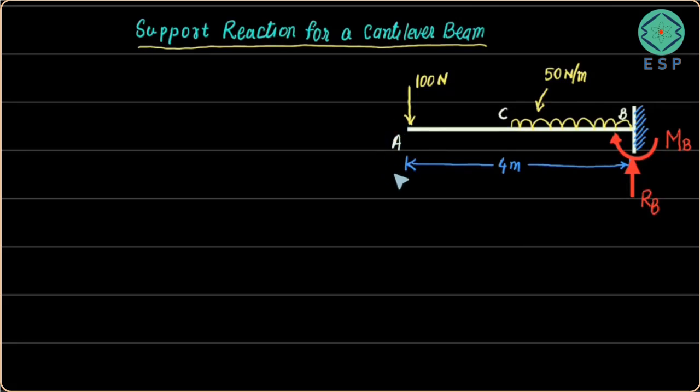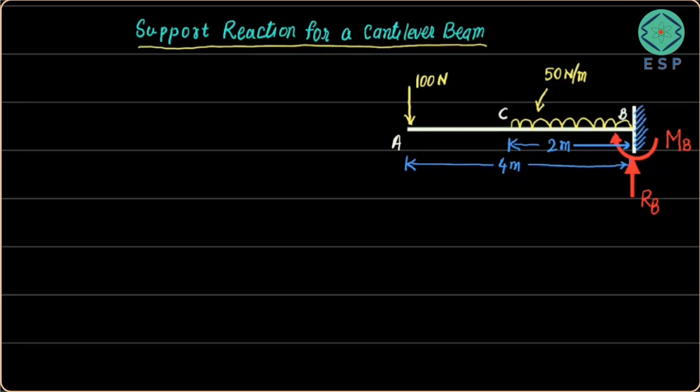Point A is the free end of the beam, while point B is the fixed end of the beam. And there is a uniformly distributed load acting between point C and B. So the distance of point C to point B is also given to us, that is 2 meters from here to here. So we have got the complete condition of a cantilever beam. The support reaction in terms of force is RB, and the support reaction in terms of moment is MB acting at the fixed end, that is point B. Now we have to calculate the support reactions, that is RB and MB acting at point B.